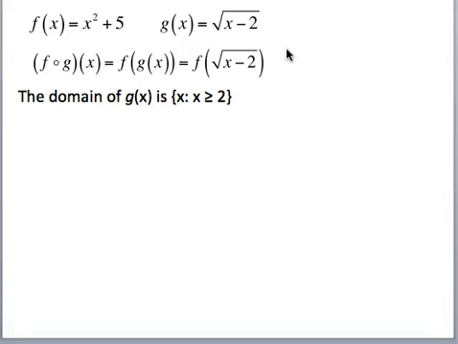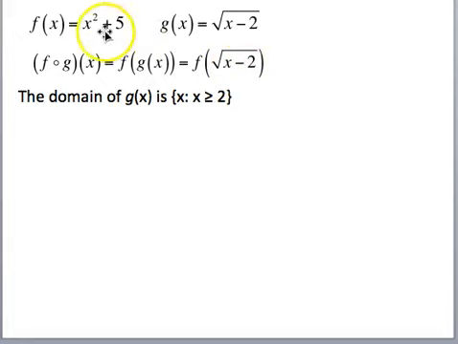So let's go ahead and look at that. Let's keep that in mind. That's going to be important for us. So f of g of x is f of the square root of x minus 2, but we can never use a number smaller than 2. Our domain for the inside function is x is greater than or equal to 2. Now what? Now we're going to drop this square root of x minus 2 into the function f.